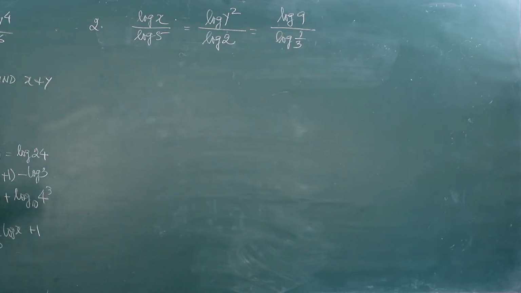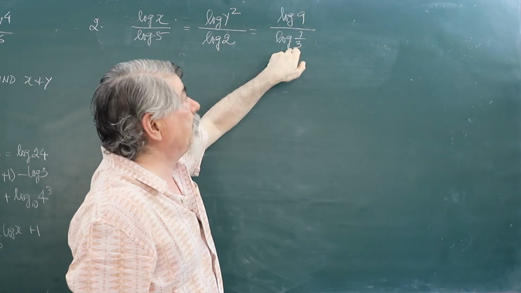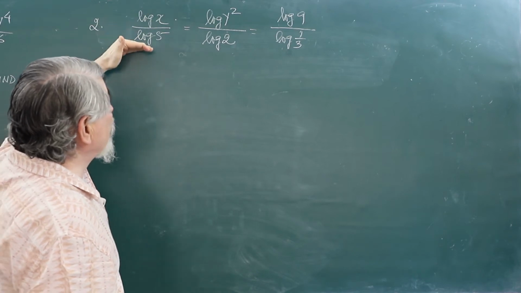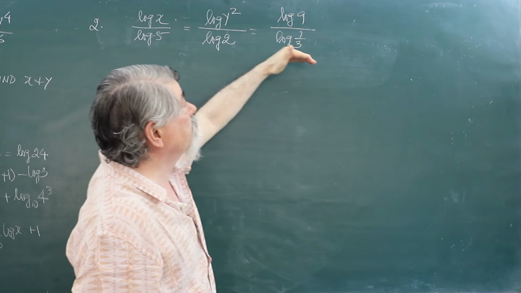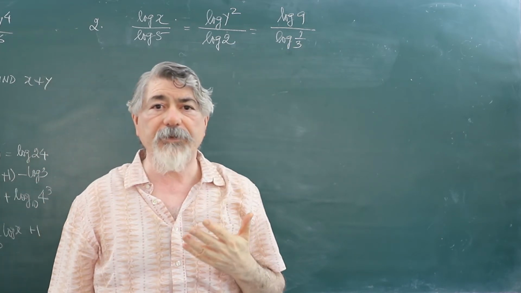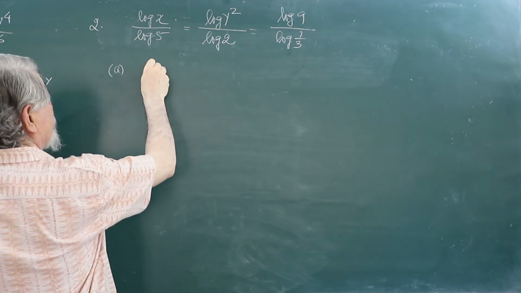Now these are ratios given equal to each other. Ratios are always going to be equal to a constant. This number is constant, because log 9 upon log 1 upon 3 is a number. So log x upon log 5 is equal to this, and log y square upon log 2 is equal to this. From these two equations we will have to calculate the value of x and y. Let me take the first case A for example.